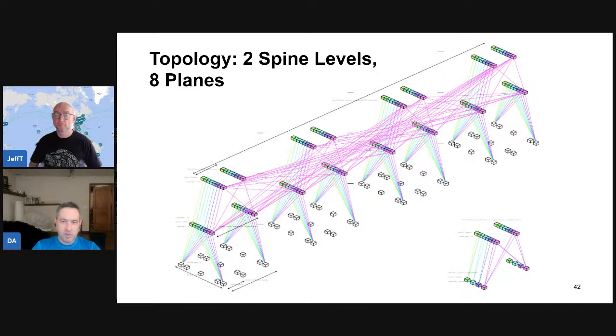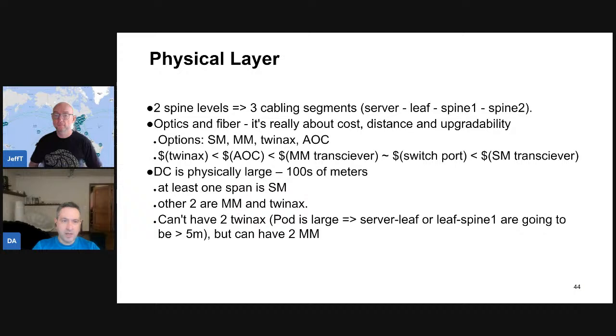What we came up with in our situation is that there are 3 cabling segments, basically. One from the host to top of the rack, another one from top of the rack to spine 1, and then spine 1 to spine 2. And since the entire data center is hundreds of meters geographically, there are going to be some really long links that require optics, and most likely single mode optics.